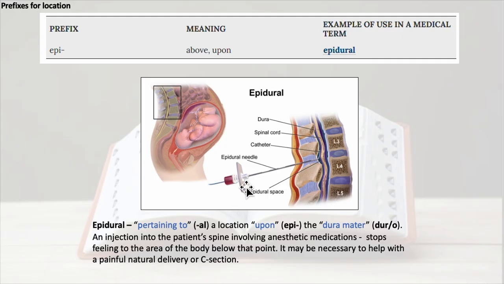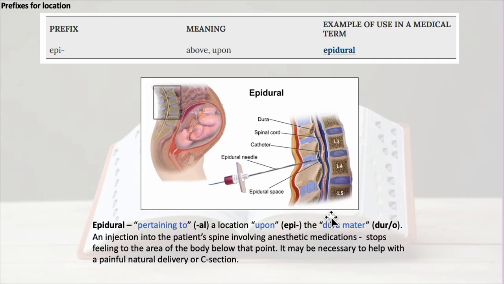Now here we can see this image showing an epidural needle, and the needle is going to inject medication, in the case of a spinal epidural for a patient who is in or near child labor, for example, injecting anesthetic medications into this epidural space. So into the space that is above or upon the dura, that membrane that surrounds the brain and spinal cord.